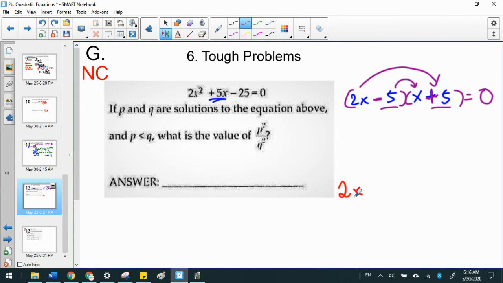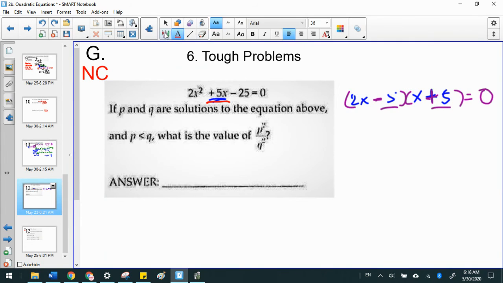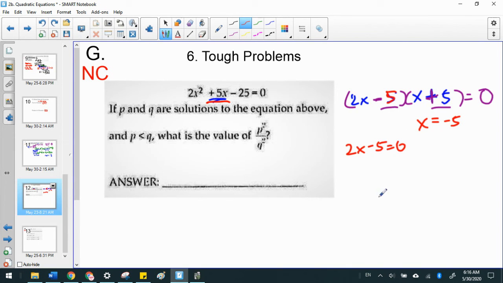If I were to distribute this now, I get 2x squared minus 5x plus 10x minus 25 equals 0, and clearly this is going to match this situation, which is how I know my factored form is good. When you're first starting out, you should keep doing this, because if I were to make a mistake, now would be the time that I would see it. So with this being my solutions, I'm going to get my two solutions for this equation. One of them is x equals -5. The other one, I'm going to have to set it up as 2x minus 5 equals 0, and x ends up being equal to 2.5.